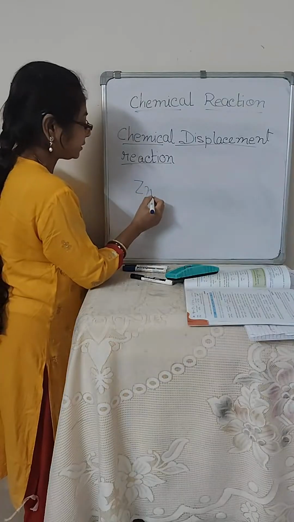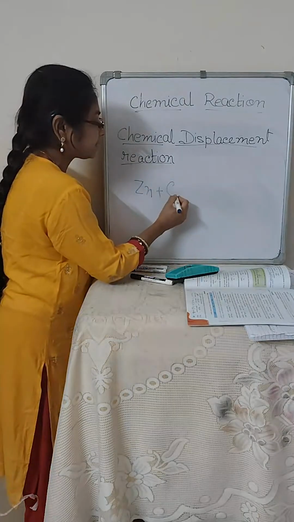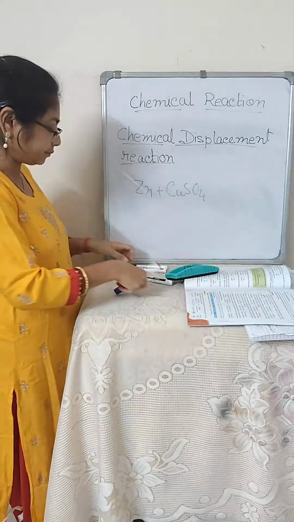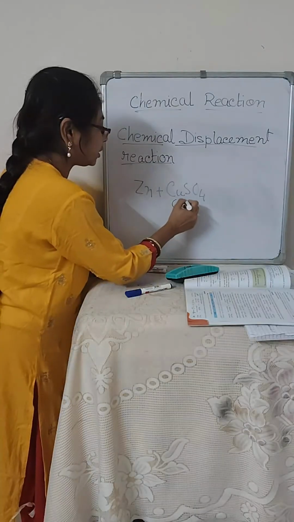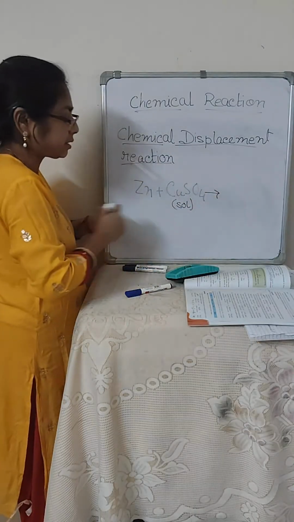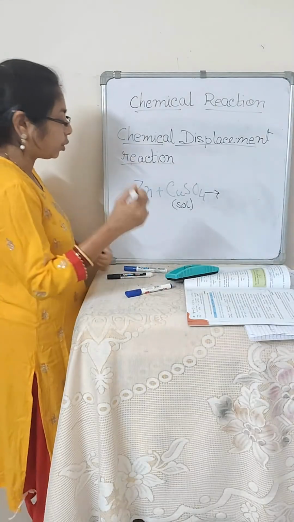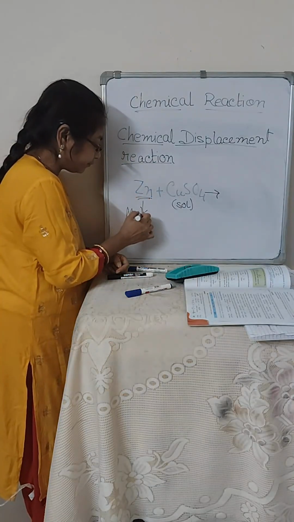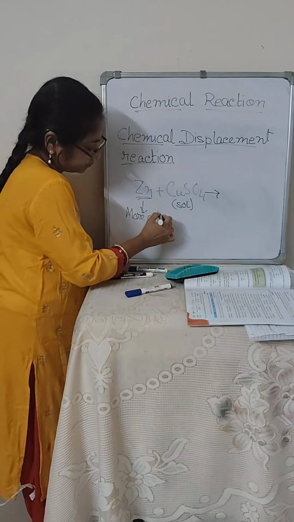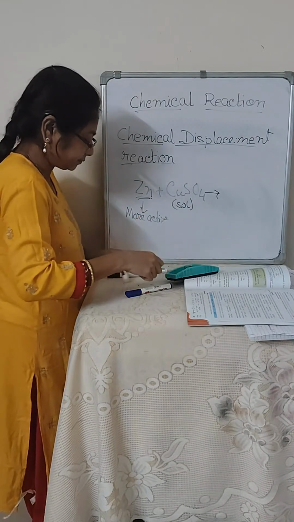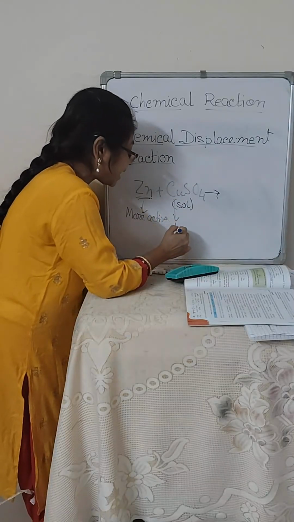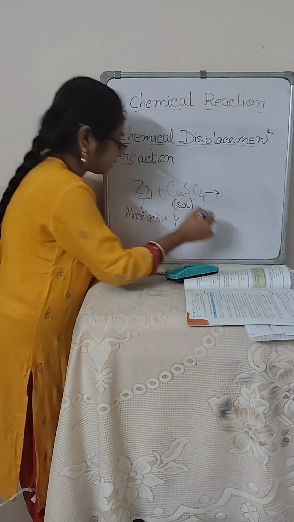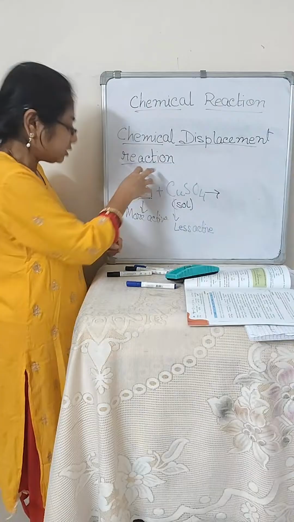Zn, it is zinc plus CuSO4. It is copper sulfate solution. I can write it means solution. After that, what's happened? Zinc and copper, in these two, zinc is more active. It is more active. Copper is less active. After that, what's happened?